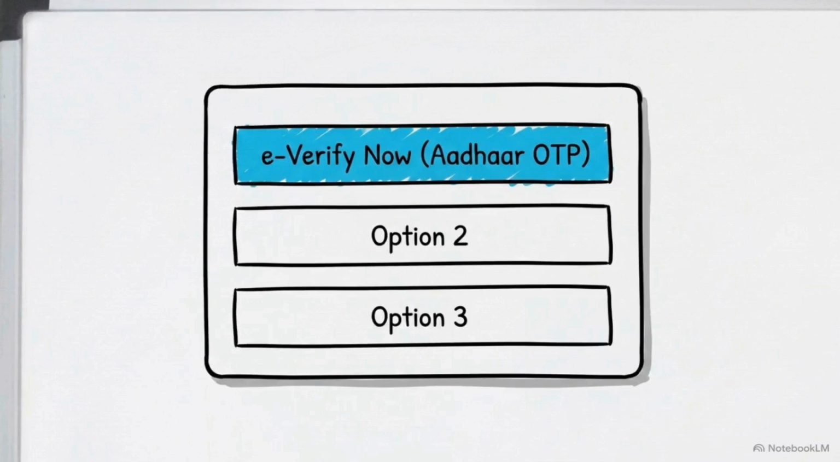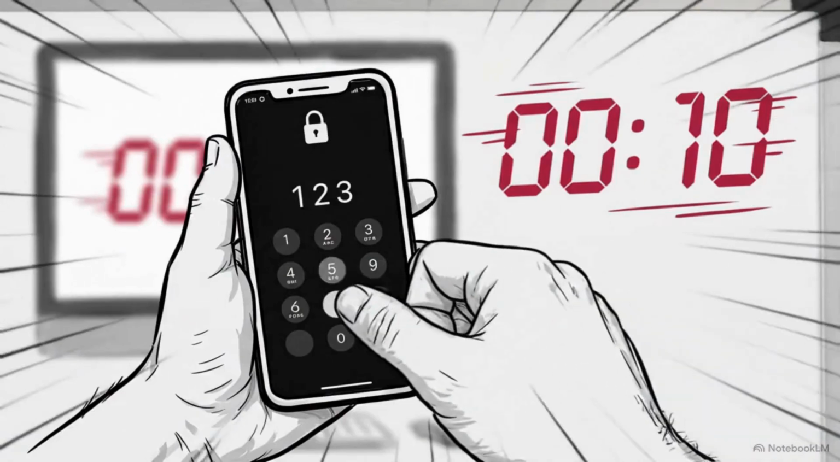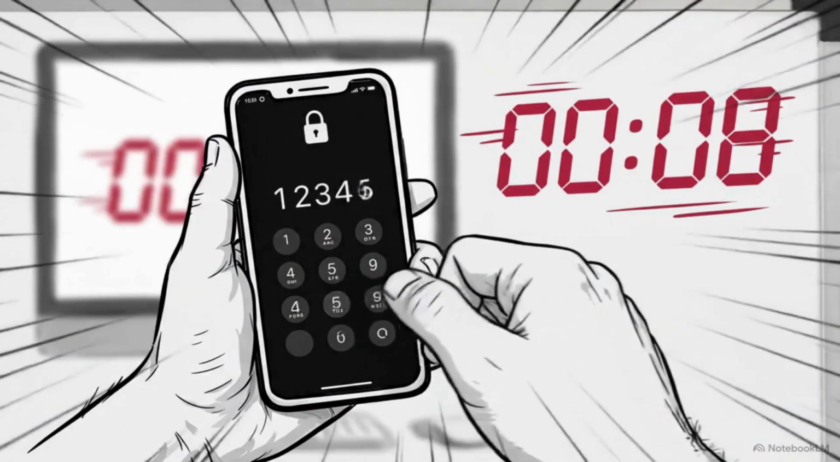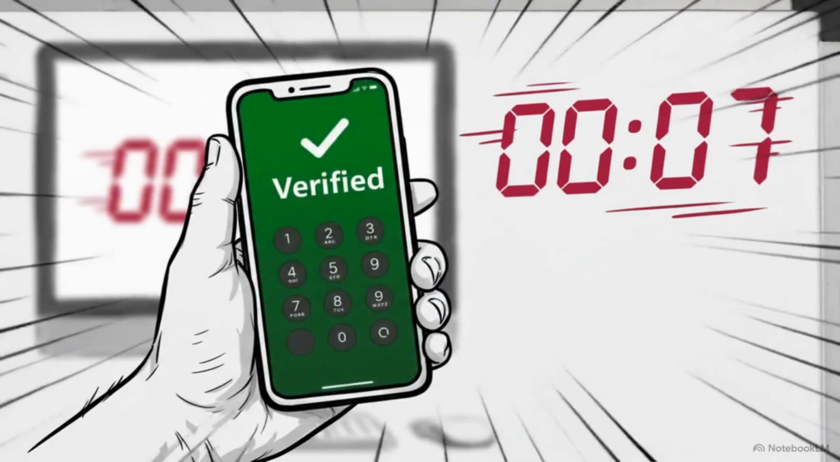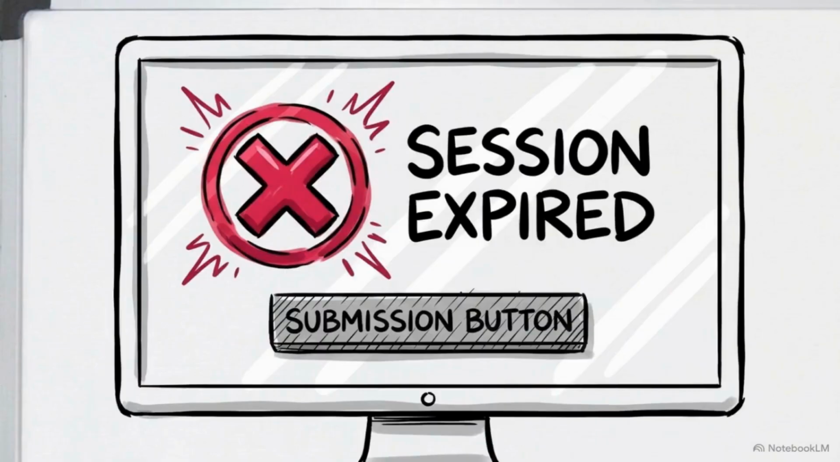Select E-Verify Now using the Aadhaar OTP method. Check your phone immediately. You must input the time-sensitive Aadhaar password before the strict security session window rapidly closes on your screen. Without completing this final e-verification step within the allowed window, your submitted return is legally invalid.